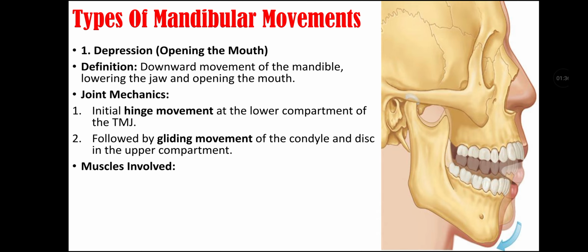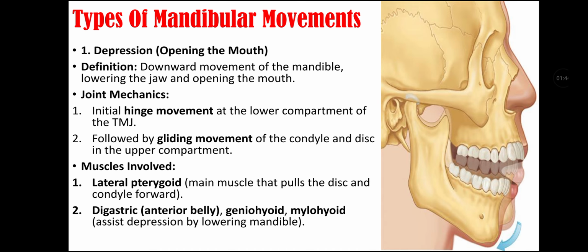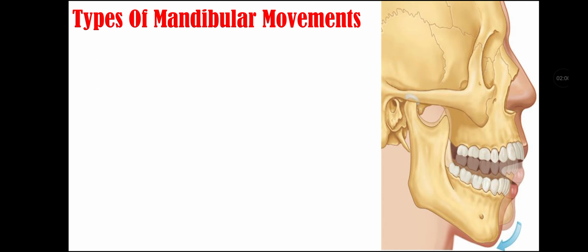Muscles involved in depression include lateral pterygoid muscles, that is the main muscle that pulls the disc and condyle forward. Second muscle is digastric muscle, in which anterior belly is involved in case of depression, and geniohyoid muscle and mylohyoid muscle, they assist depression by lowering the mandible. Third is gravity, that also assists this movement of depression.